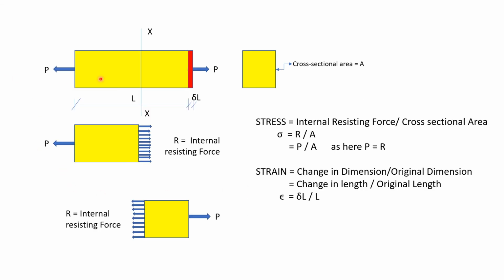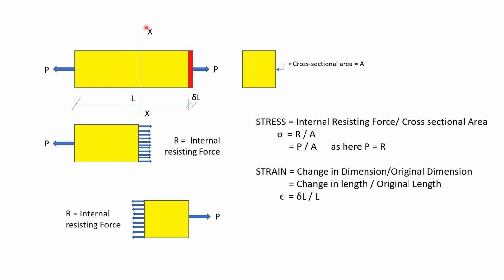Here this yellow color is a body and I am applying two forces here. They give a tensile force, and due to this tensile force, if the initial length of this body is L, it will increase in length by delta L. The increase in length is shown in red. There can be a small increase in length due to this force P. And this is the length, and this is the cross section of the body. If I see it from this angle, then this is the cross-sectional area A of the body. The cross section is a rectangle.